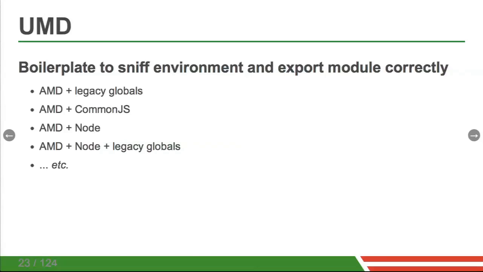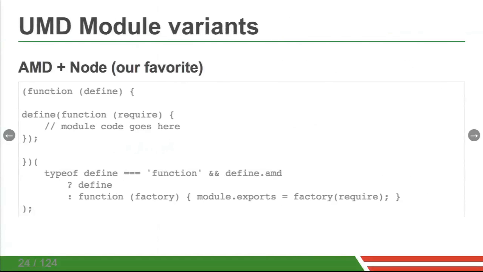There's all sorts of combinations of UMD. It's a little bit of boilerplate you can put either in front or behind your code to make it compatible with a lot of different environments, including just legacy global environments. AMD and CommonJS at the same time, AMD and Node, which is our favorite, AMD plus Node plus globals, and the list goes on and on.